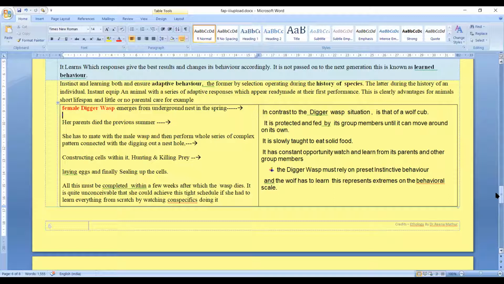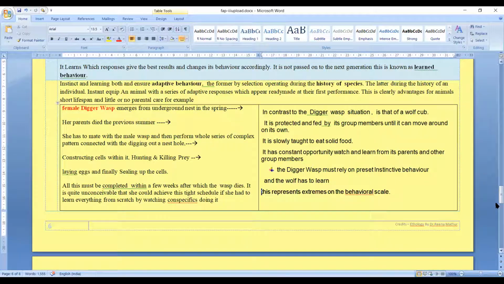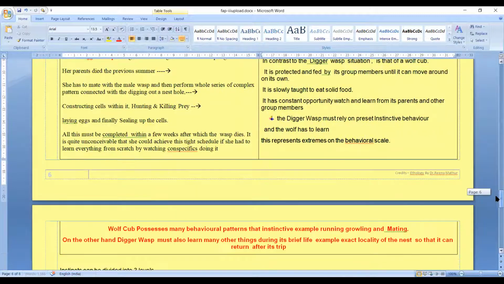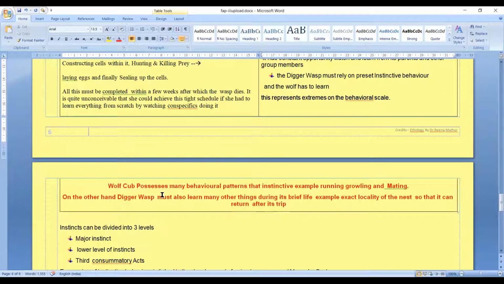This represents extremes on the behavioral scale. When we compare both behaviors, what do we see? The wolf possesses many behavioral patterns that are instinctive, for example, running, growling, and mating. But to eat solid food, it has to learn the behavior from the parents. On the other hand, the digger wasp must also learn many other things during its brief life, for example, the exact locality of the nest so that it can return after its trip.